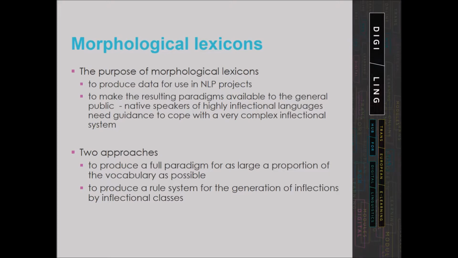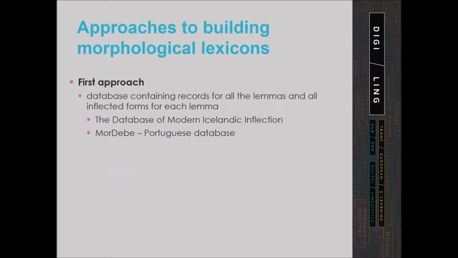The problem is that for analysis it may be acceptable to use an over-generating rule system, but for production it is not, if the end result, in other words a text, is expected to be correct. And it is expected to be correct since data from the lexicon is used for other natural language processing tasks, such as context-sensitive grammar correction, and the paradigms are also widely used online by the general public for reference. So, the first approach is to produce a full paradigm for as large a proportion of the vocabulary as possible.